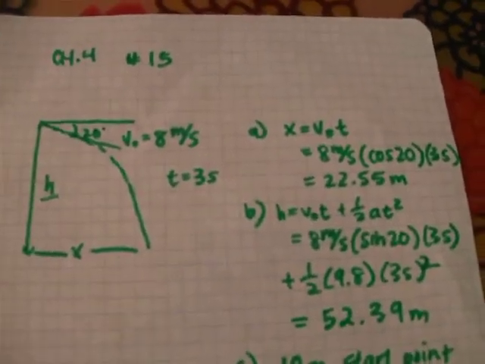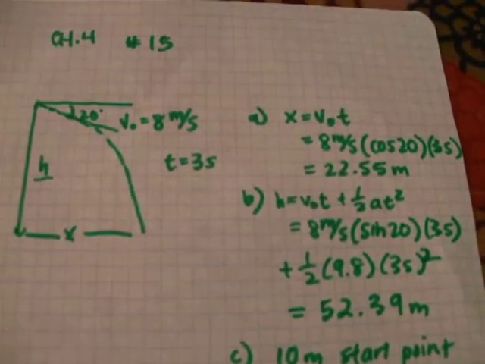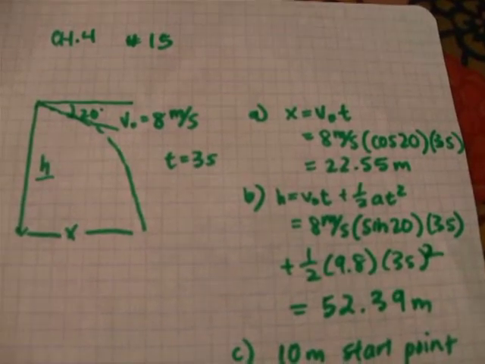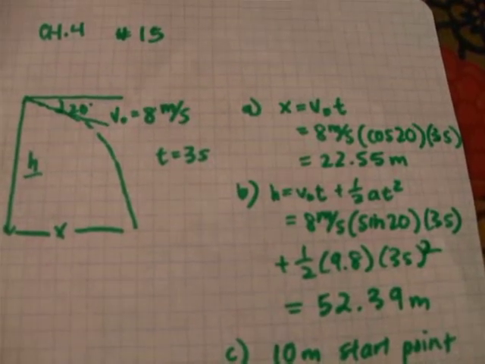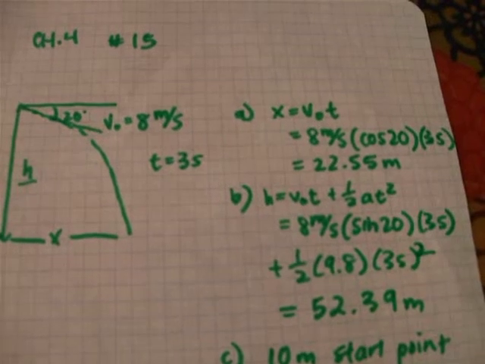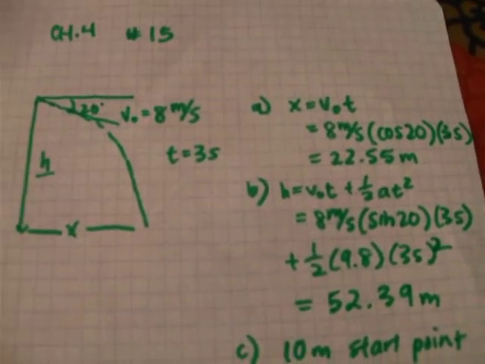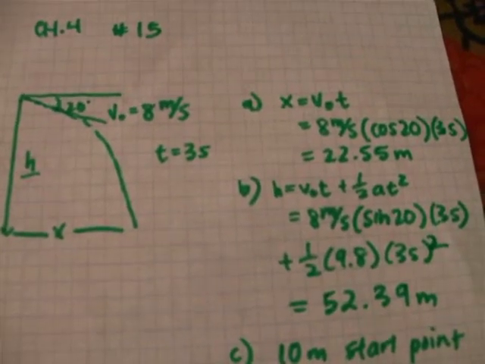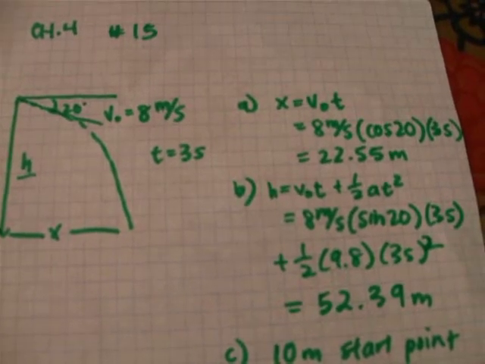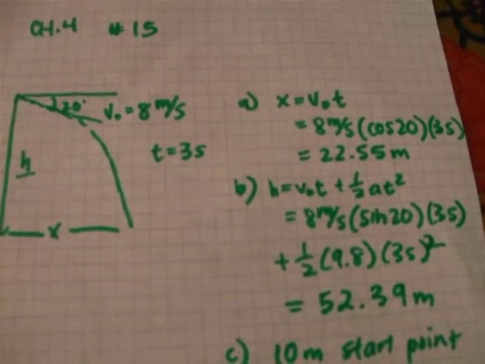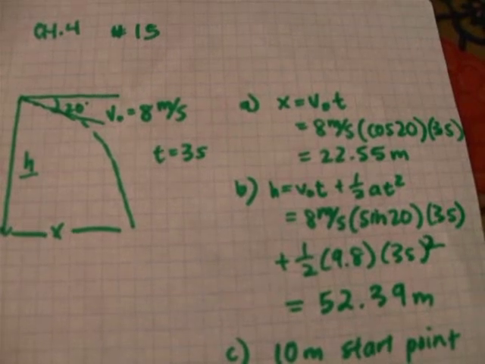So for A, we're looking for the horizontal distance that it traveled. And the equation I would use is x equals v initial t plus 1/2 at squared. But since there is no acceleration in the x direction, we don't really need to think about that at all. So I just used x equals v initial t.